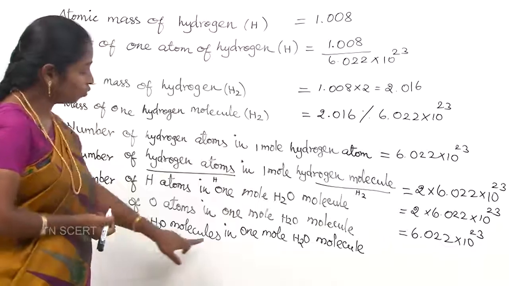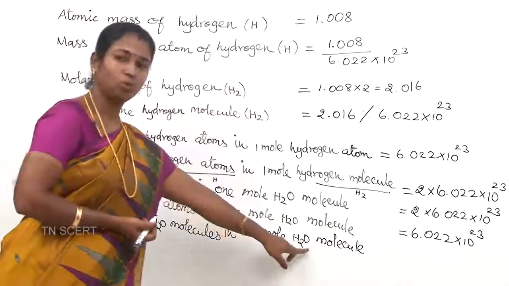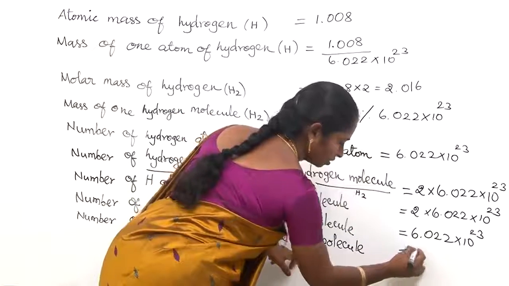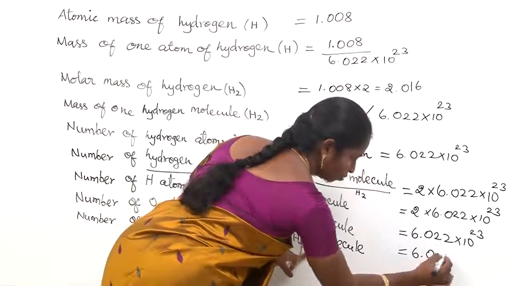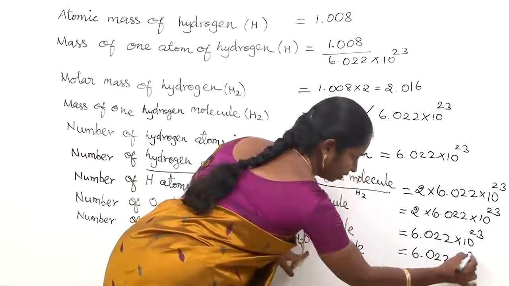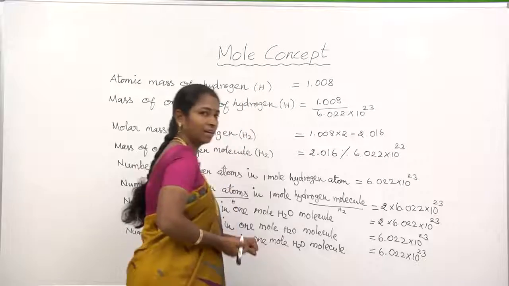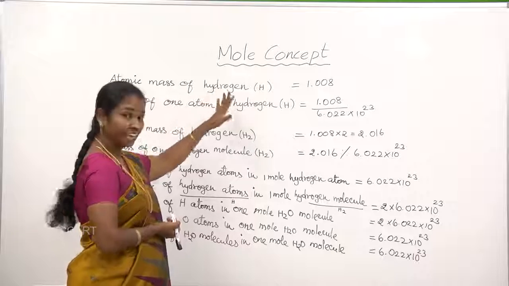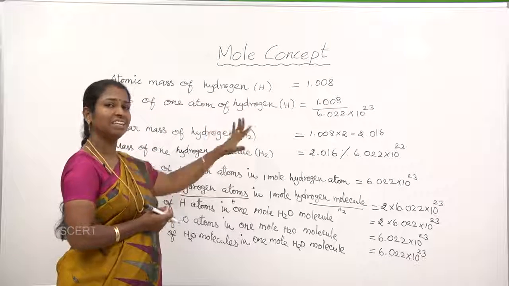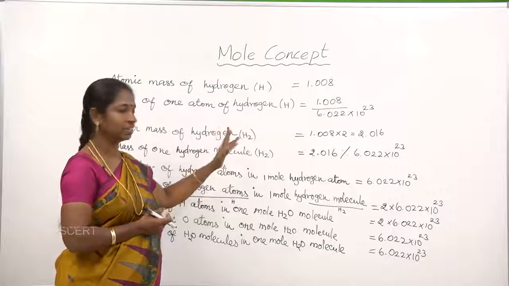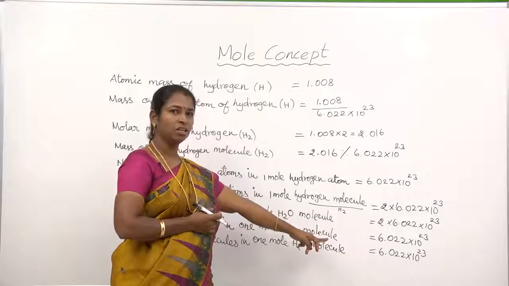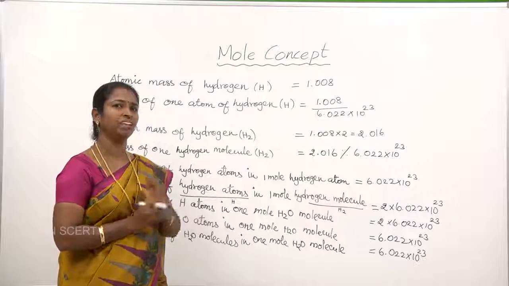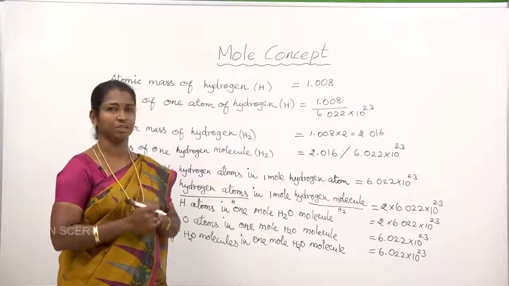Number of H2O molecules in 1 mole of water molecule. It is again equal to 6.022 into 10 power 23, as you know already. So, here you can find the same words with little bit of changes in front and back give various answers. So, while facing such type of questions, you have to be very conscious in all the competitive exams.